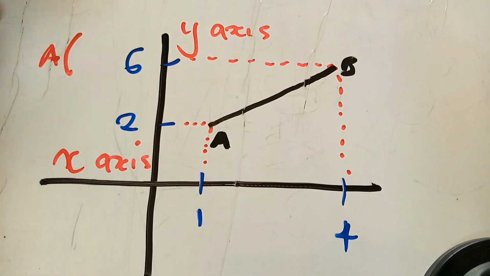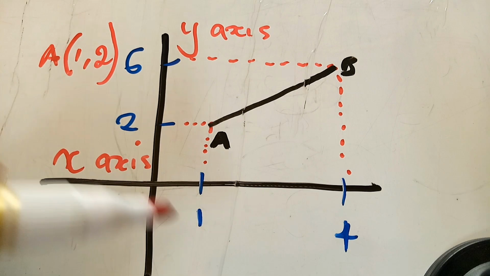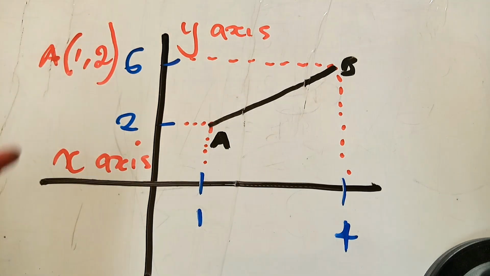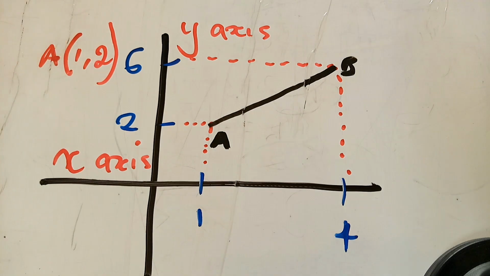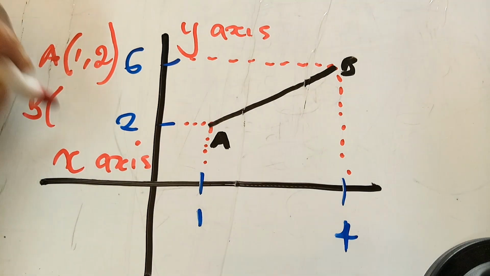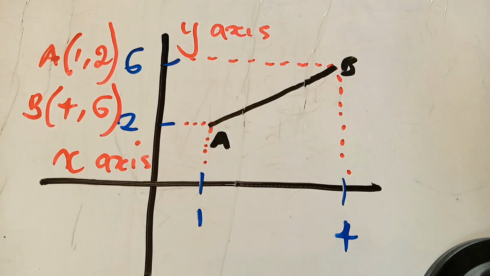So the coordinates of point A is (1, 2), because 1 is on the x-axis and we always start with the x variable, and 2 is on the y-axis. So second will be the number which is on the y-axis. Then the coordinates of B will be (4, 6). So these are our two points.